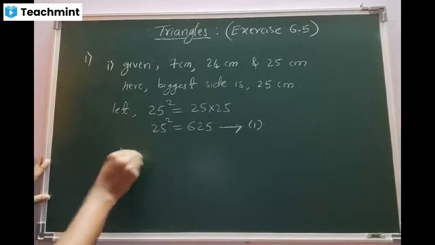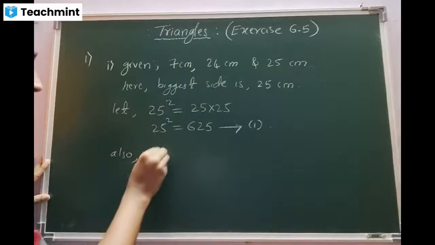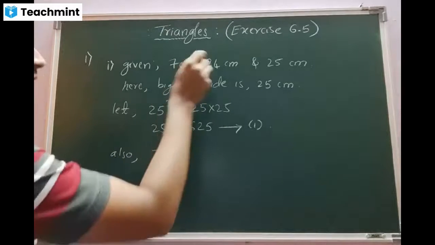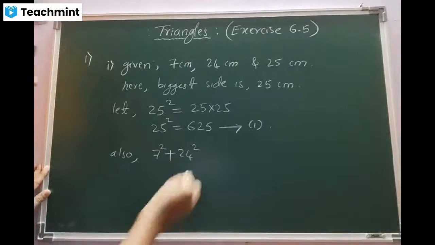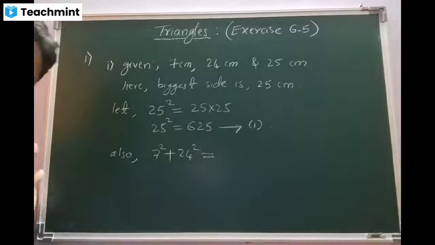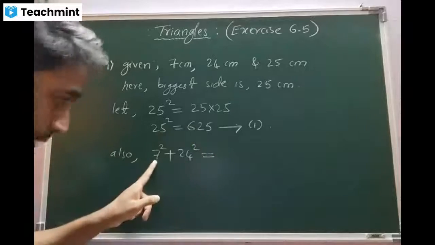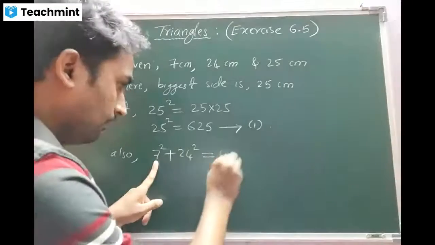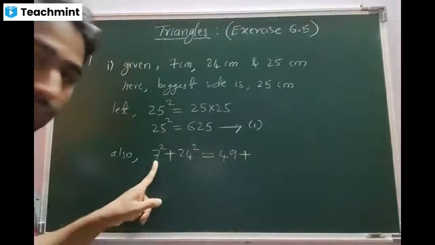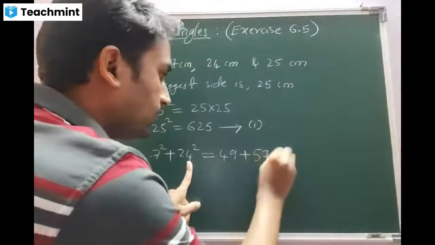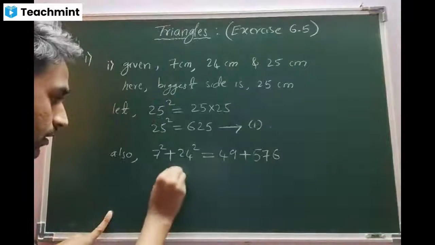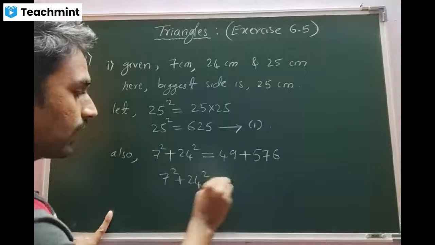Also, the squares of 7 and 24 added. Understanding, beta? Yes, sir. What is the square of 7? 49. The square of 24? 576, sir. What is the answer? Final answer.